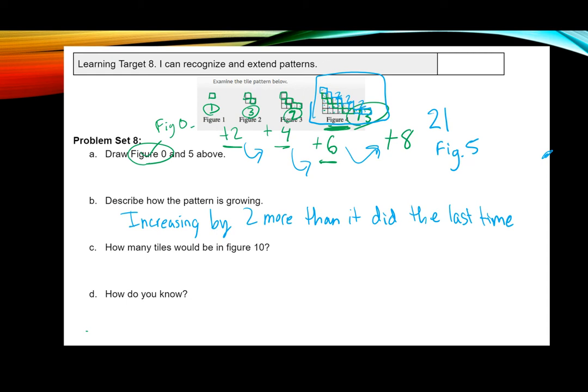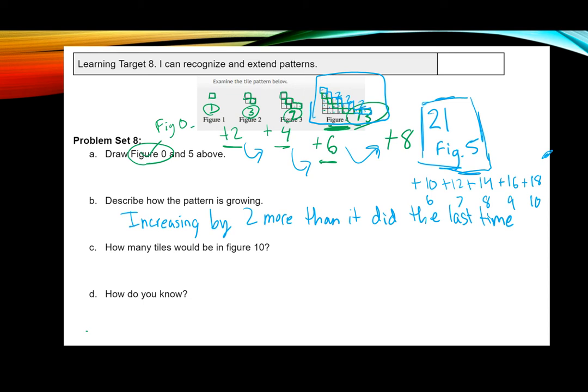Let's see, if we're increasing by 2 more each time, we're at 21 for figure 5. And then we're going to increase by 10, and then we're going to increase by 12. So this would be figure 6, this would be figure 7. Increase by 14 for figure 8. Increase by 16 for figure 9. And finally increase by 18 to get to figure 10.